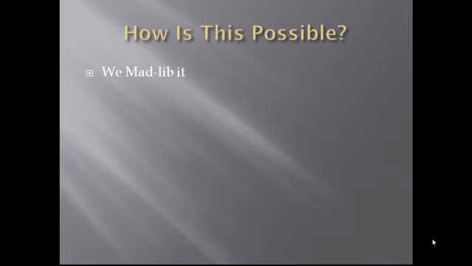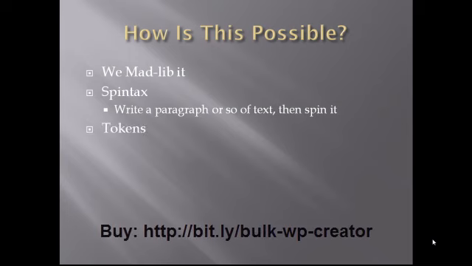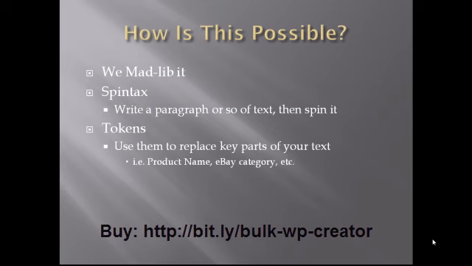Now if you're familiar with the game, you'll understand that it's very effective for generating unique content and randomizing it. Now we do this with spin tags. So we write a paragraph or so of text and then we spin it. Then after we're done with that, we take tokens and we use them to replace key parts of our text, such as the product name, eBay category, etc.